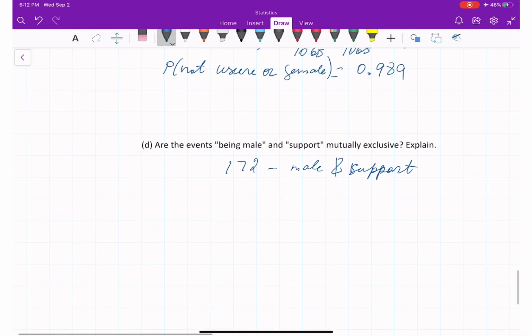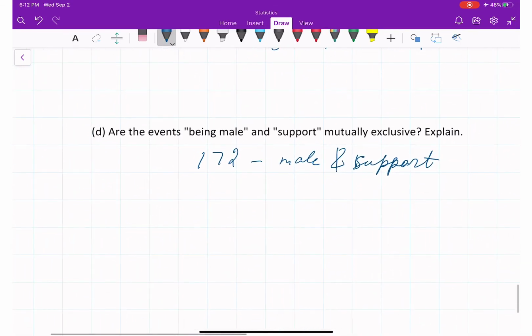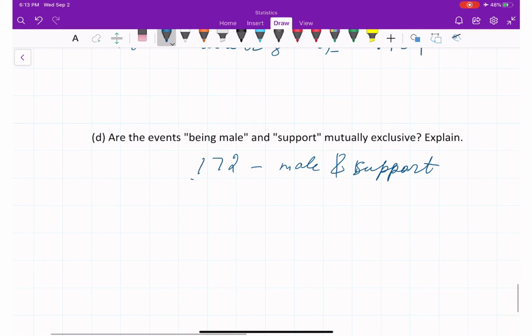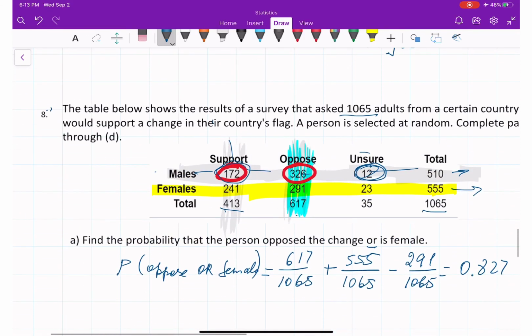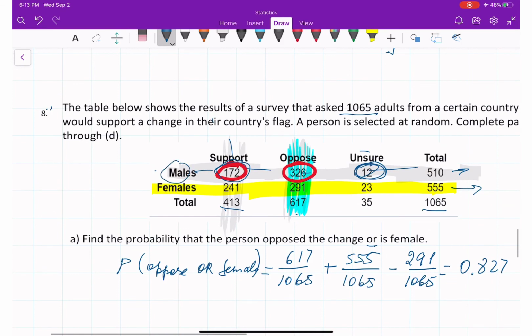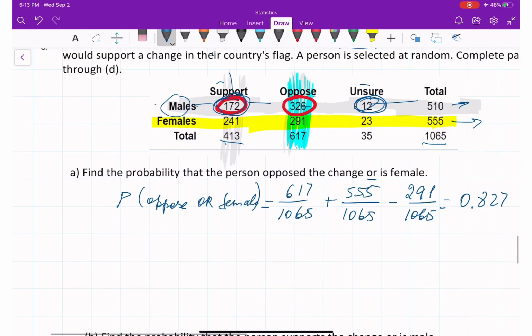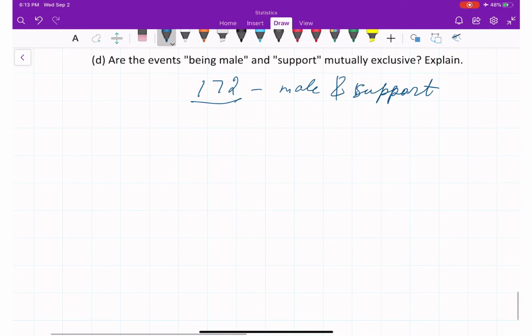Now, in the D, last question, are the events being male and support mutually exclusive? Let's see. I marked down here 172. Male and support. Do we have it? Yes, we have male and support, 172. Therefore, it is not mutually exclusive.